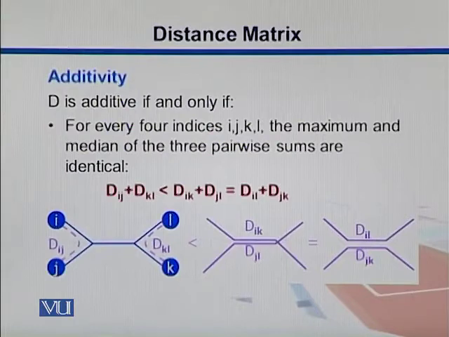So for every four indices i, j, k and l, we see them over here as leaves of these trees. The maximum and the median of the three pairwise sums are identical. So we have dij plus dkl, moving from i and j, the distances on the sides, that is less than dik plus djl, which are the distances on the sides, and which is also equal to dil plus djk. We see this in the third scenario towards the right bottom of this slide.